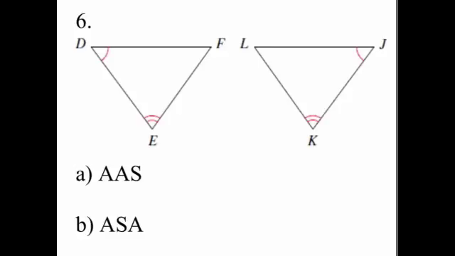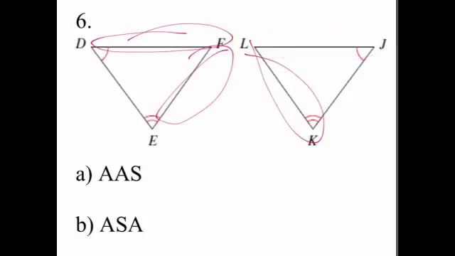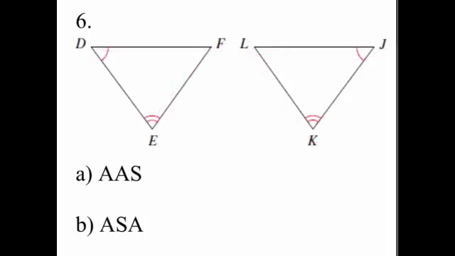Moving on to 6, we already have 2 angles matching on both of these. We want angle, angle, side. So this one actually has 2 answers because we already have 2 angles in a row, and there's 2 sides that are not between them that we could try to match up. Let's do DF congruent to JL, or you can do the other one, FE and LK congruent.